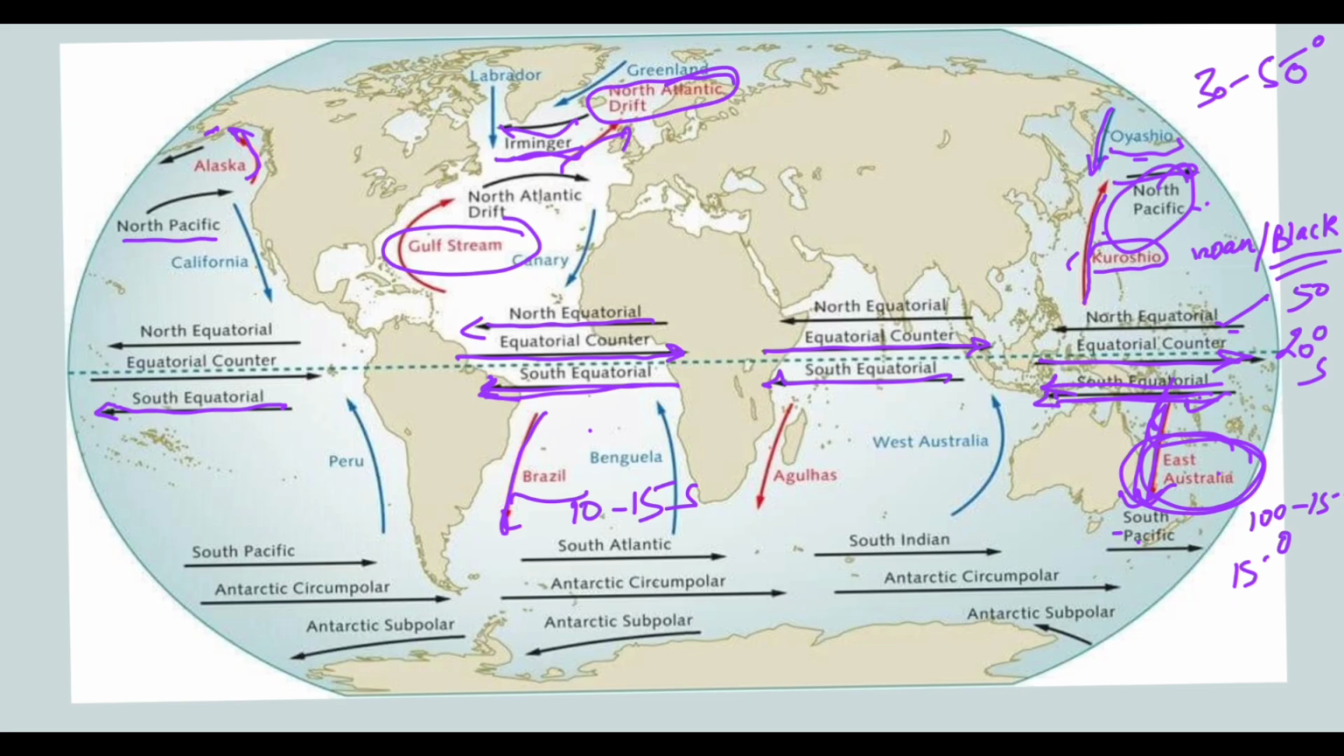The Mozambique Current is a warm surface water current in the Indian Ocean that flows south along the African east coast in the Mozambique Channel between Mozambique and the island of Madagascar.